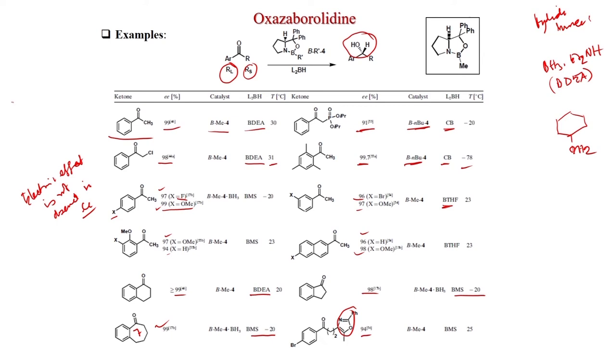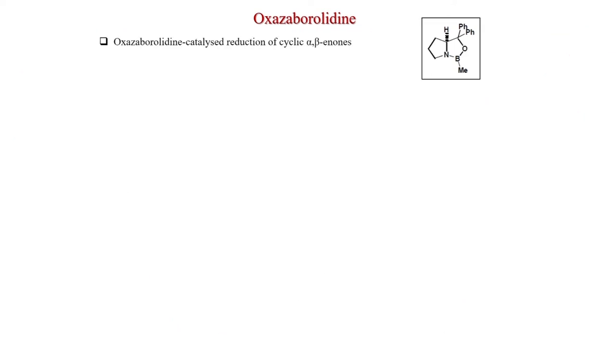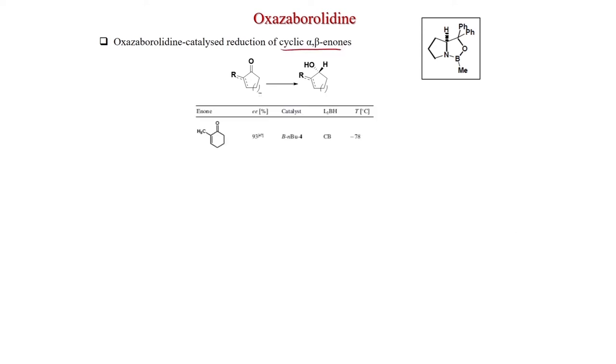So, what we have observed, the high to excellent E, this is very important for CBS reduction, high to excellent E for defined substituted ketones. Also, cyclic ketones can also be reduced with oxazaborolidine catalyst, like here 2-methyl cyclohexanone, you get 93% E. So, this is the product. The double bond is not reduced, only the carbonyl group is getting reduced. 93% E with cyclohexyl borane and minus 78 degree centigrade.